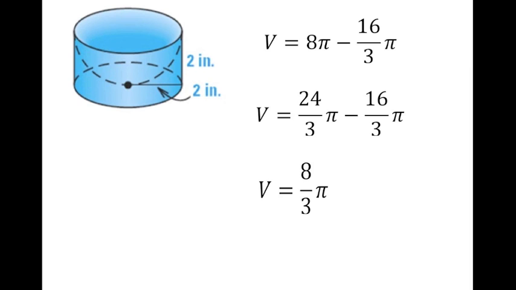Now I'm going to plug 8/3 in parentheses in my calculator and multiply by pi. And we get 8.38 inches cubed.